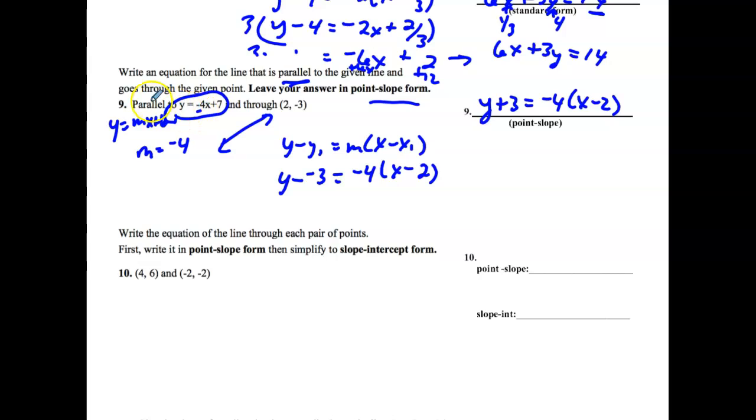Had we said perpendicular, then what slope would we use? Well, hopefully you know the perpendicular slope is flip it over and switch the sign. So then we would have had a 1/4 over here, but it said parallel.